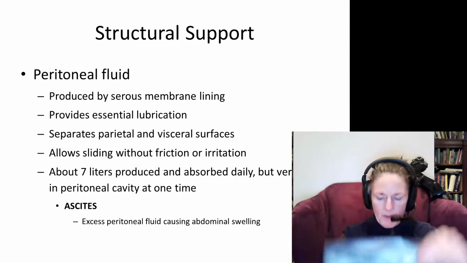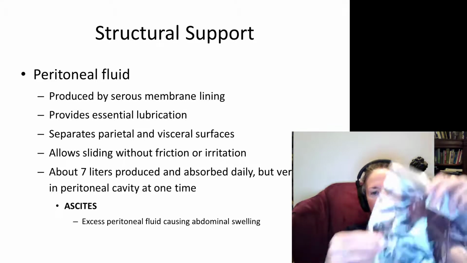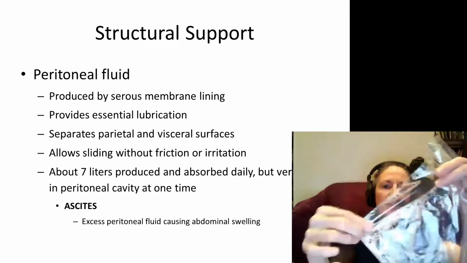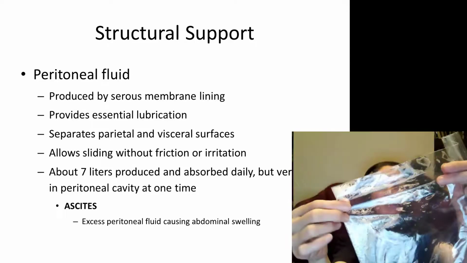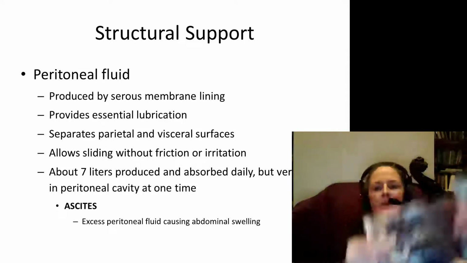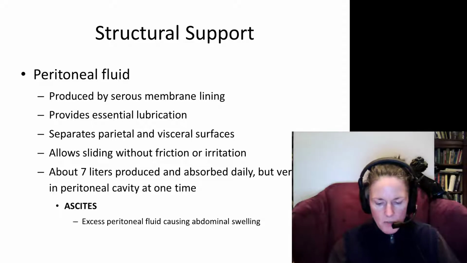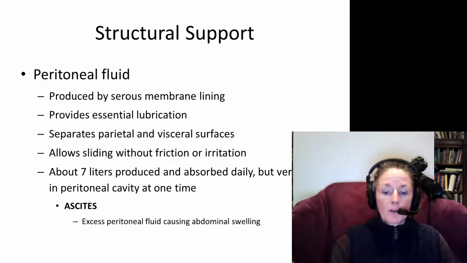Now, typically, we would make about 7 liters of the serous fluid a day, but very little of that remains within the peritoneal cavity. Just like in the real serous cavity, you would see very, very little fluid inside. I've put soapy water in here just so you can see it, and it creates a very, very thin film in there that reduces friction. Now, if you were to have too much accumulation of this peritoneal fluid, this is called ascites, and this will cause abdominal swelling, and this is not a good thing.